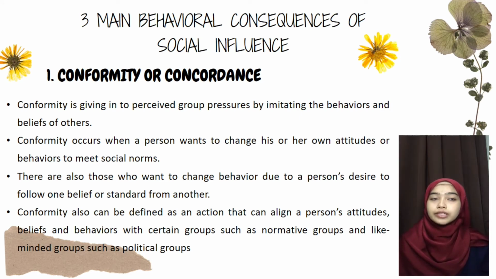I will explain about three main behaviors of social influence. First is conformity. Conformity is giving in to perceived group pressure by imitating the behavior and beliefs of others. Conformity occurs when a person wants to change his or her own attitudes or behavior to meet social norms. In addition, there are also those who want to change behavior due to a person's desire to follow one belief or standard from another. Conformity can also be defined as an action that aligns a person's attitudes, beliefs, and behavior with certain groups such as normative groups and like-minded groups such as political ones.